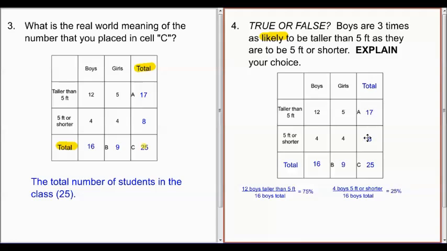Some people were dividing by 17 and 8, but then you're finding the percent of people that are taller than 5 foot that are boys, and the percent of people that are 5 foot or shorter that are boys. That's not what we're looking at. We're looking for out of all the boys. So this is a true statement because 25% times 3 equals 75%. You really didn't need percentages to do this, but anytime I see the word likely, I start going with percentages.